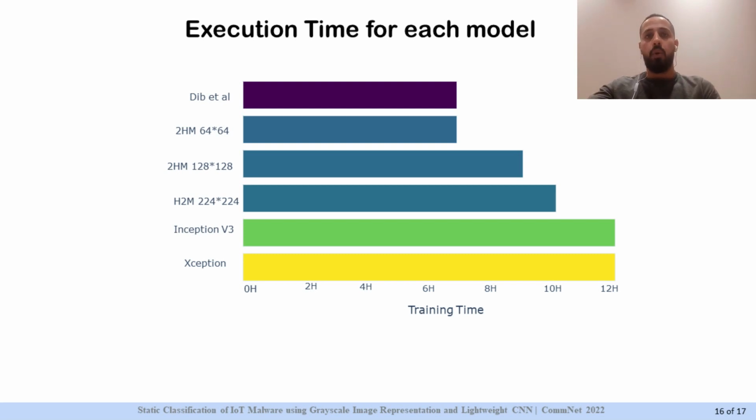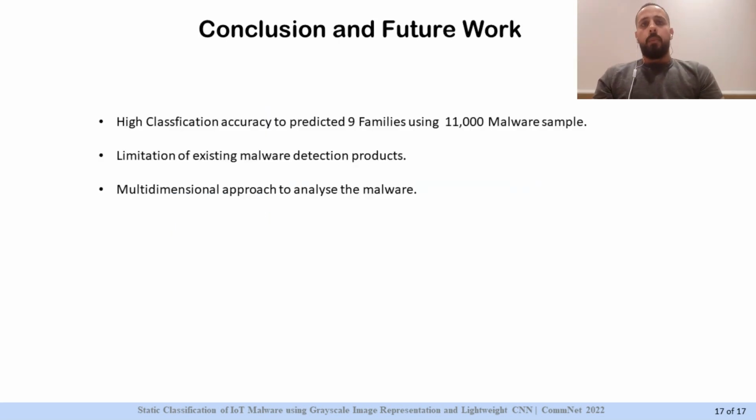To conclude the presentation, we suggested in this paper a static IoT malware classification approach based on a new lightweight CNN model applied on grayscale images. We didn't filter out the obfuscated malware and still got 95% accuracy compared to other tested models. It's necessary to take into consideration that a considerable number of samples were not detected or labeled by the existing antivirus vendors, which shows the limitation of existing malware detection products.